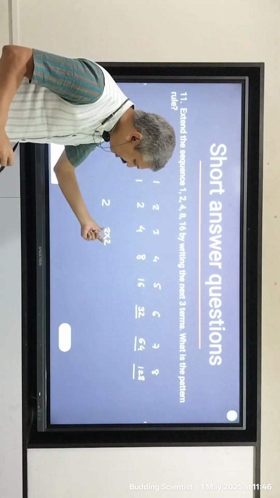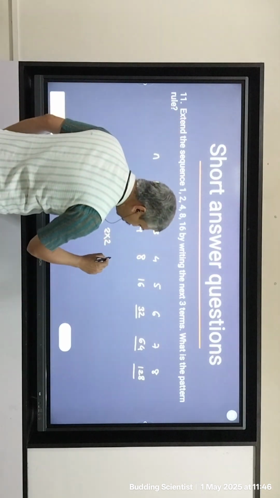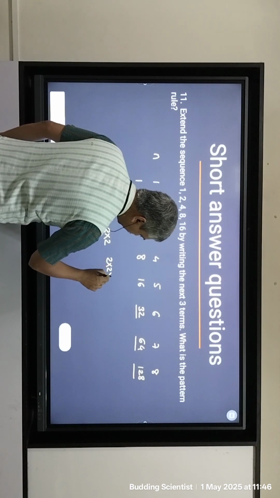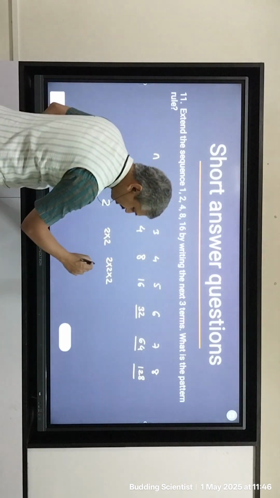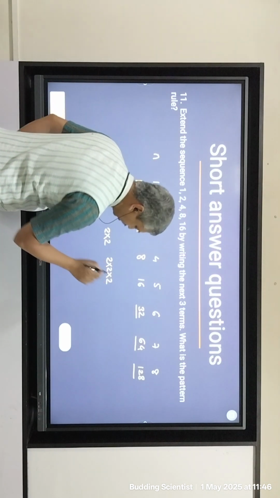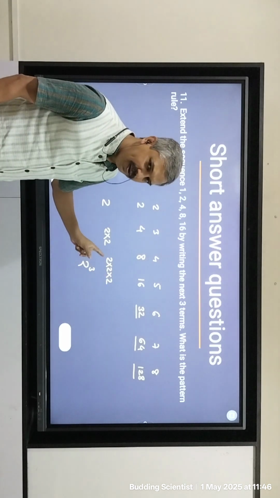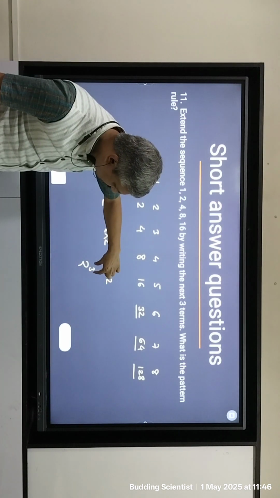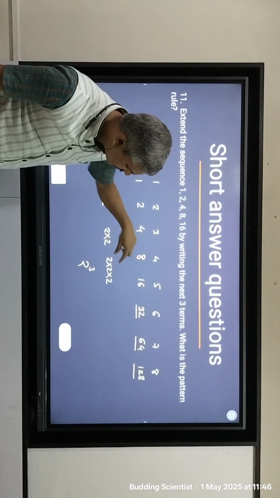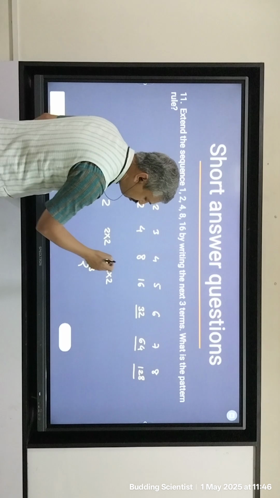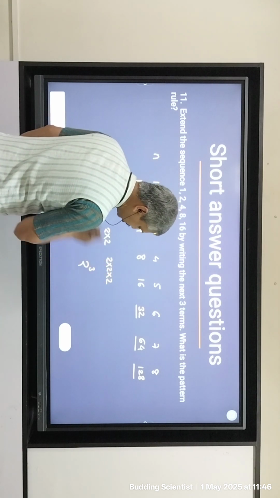So you are multiplying 2 twice. This is 2 into 2 into 2. You are multiplying 2 three times. This is written as 2 raised to 3, where 2 at the base shows what is to be multiplied. And the number here, which is called the power or the index, is the count of how many times we multiplied. We multiplied once, twice, thrice. So this is 2 raised to 3.